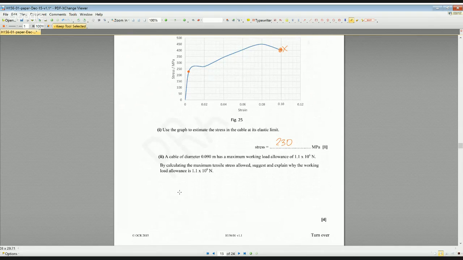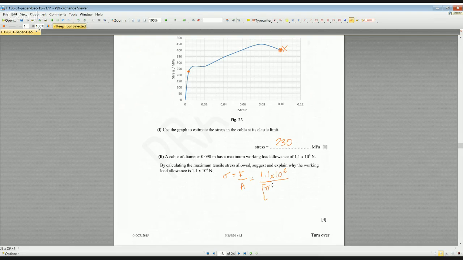A cable of diameter 0.09 meters has a maximum working load allowance of 1.1 times 10 to the 6 newtons. By calculating the maximum tensile stress allowed, suggest and explain why the working load allowance is 1.1 times 10 to the 6 newtons. So it gives us a big hint there. We need to calculate the maximum tensile stress, so we'll start by doing that. We know that stress is equal to force divided by area. The force is 1.1 times 10 to the power of 6. And we need to calculate the area. So we need to use pi d squared divided by 4.